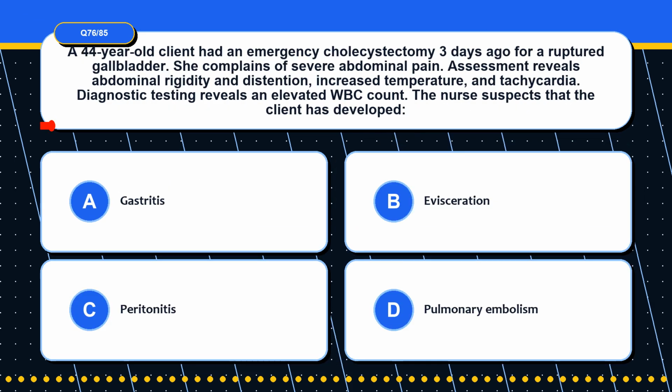Question 76. A 44-year-old client had an emergency cholecystectomy 3 days ago for a ruptured gallbladder. She complains of severe abdominal pain. Assessment reveals abdominal rigidity and distension, increased temperature, and tachycardia. Diagnostic testing reveals an elevated WBC count. The nurse suspects that the client has developed. Here are the options. Option A, gastritis. Option B, evisceration. Option C, peritonitis. Option D, pulmonary embolism.